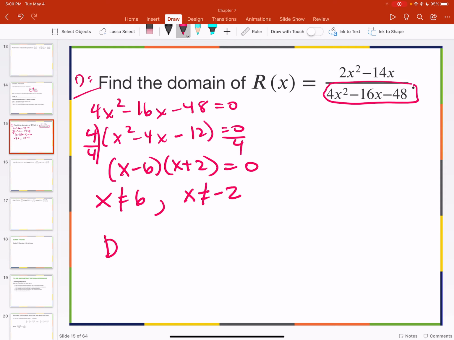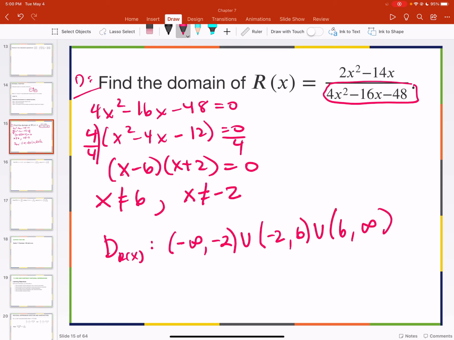So the domain of R of x is going to be negative infinity to negative 2, and it's going to stop. We're going to union that with negative 2 to 6, but then we cannot include 6, so then you're going to have to do another union, 6 to infinity. Or you could say all real numbers except x cannot be 6 and x cannot be negative 2.